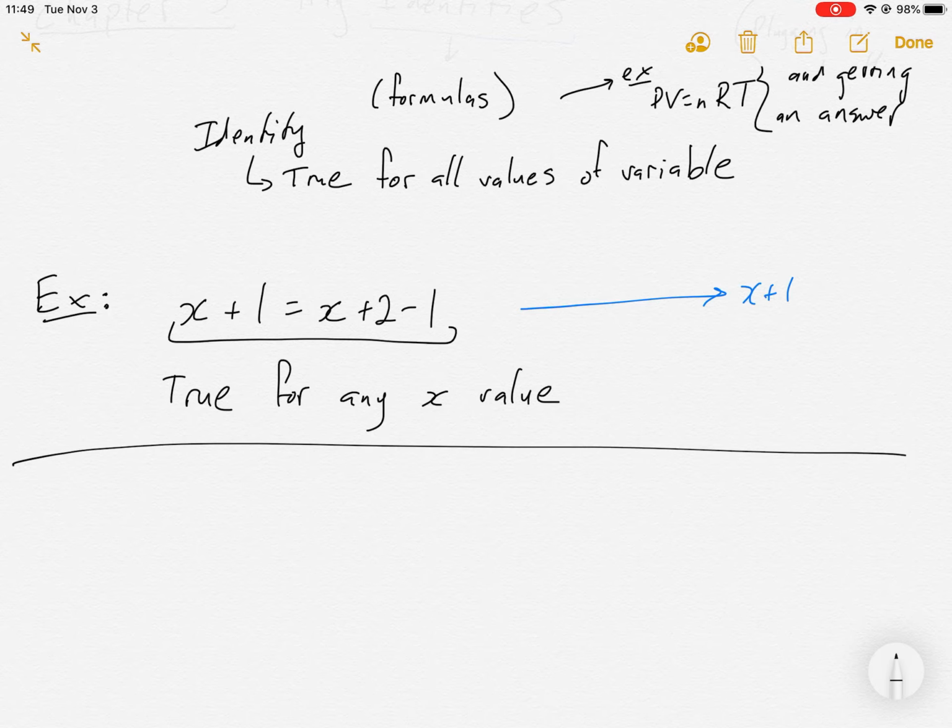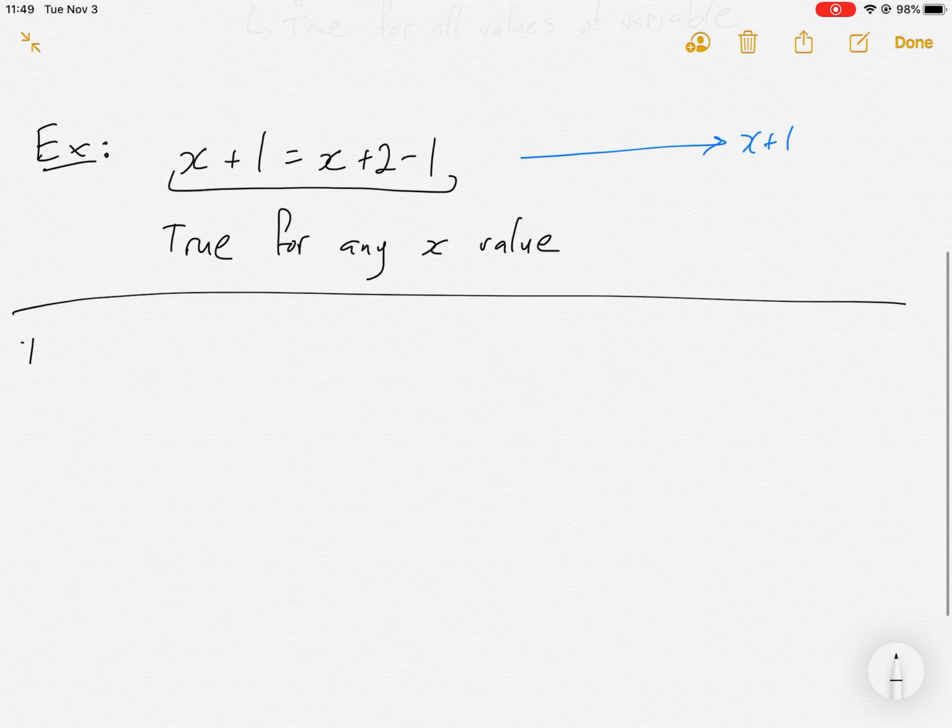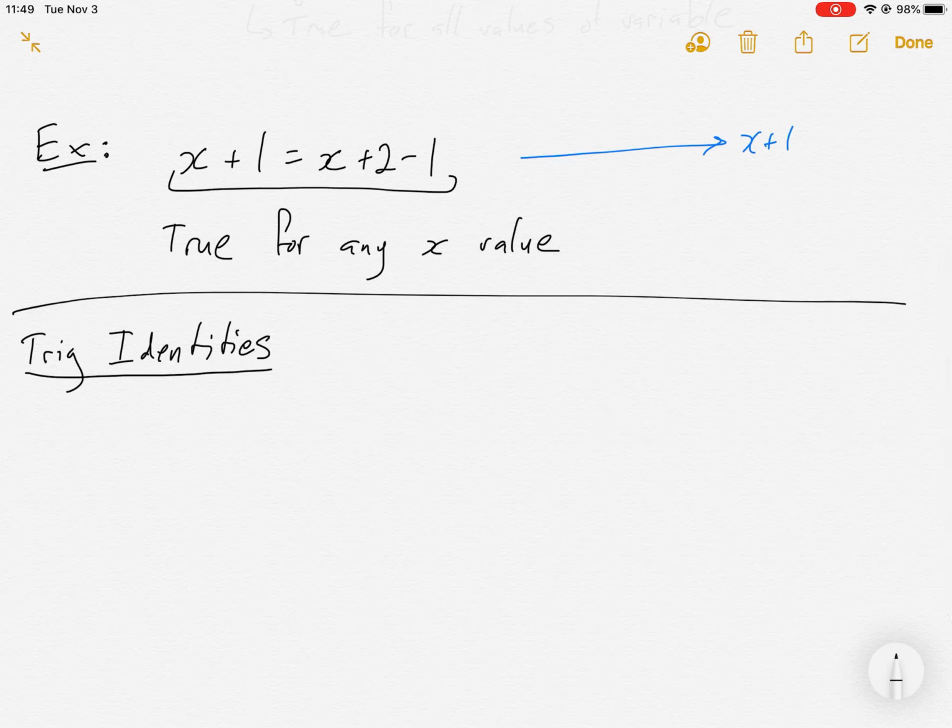All right, so now let's go ahead and write down some trig identities. Once again, you can think of these as formulas. These are given to you. You can use them on tests and quizzes. But we're just going to look at a couple of different trig identities.